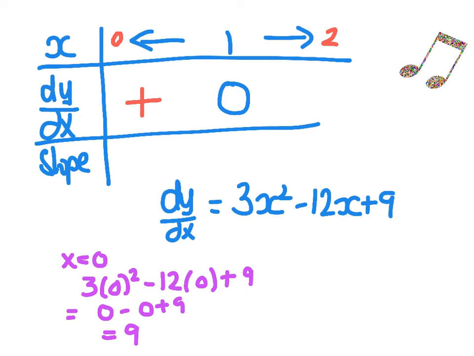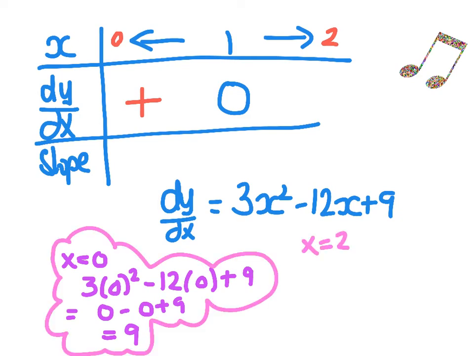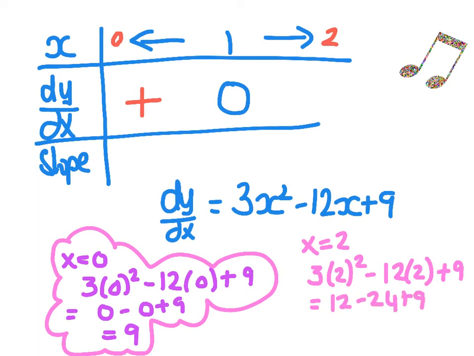Now when x is equal to 2, we actually already used 2 in the previous one, so I really don't need to calculate it again. I'm going to do it here just for completeness, but you don't have to do that. So I've got 3 times 2 squared minus 12 times 2 plus 9, which was 12 minus 24 plus 9, which was negative 3. So I have a negative derivative at 2.